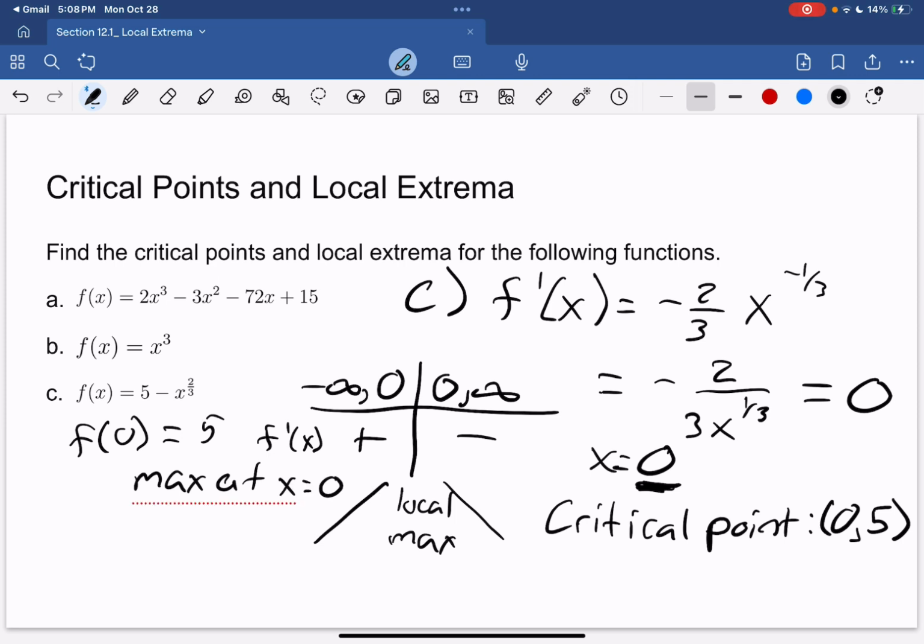Okay? And so that wraps up section 12.1. When we get into 12.3, we'll talk about optimization. But this is the general principle of finding extrema using calculus.